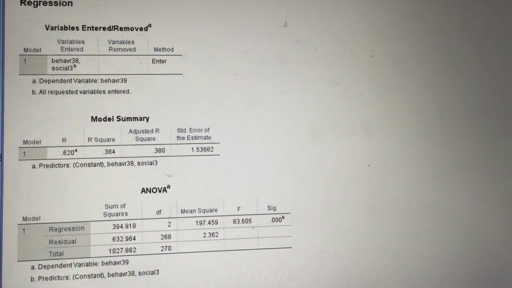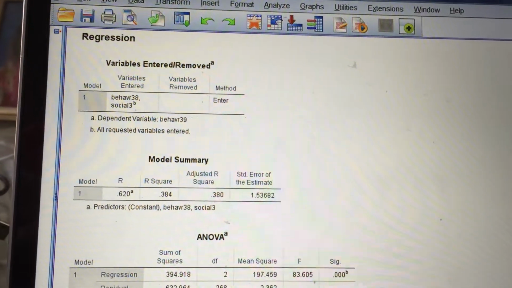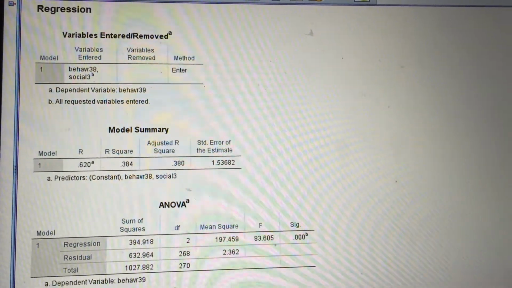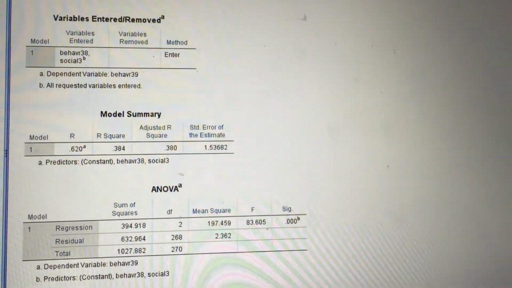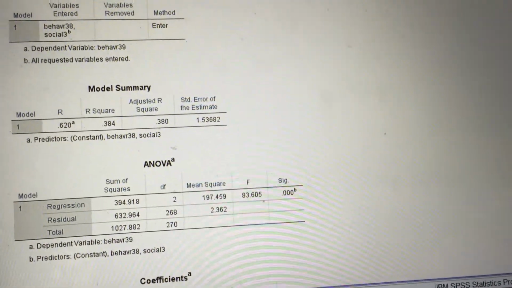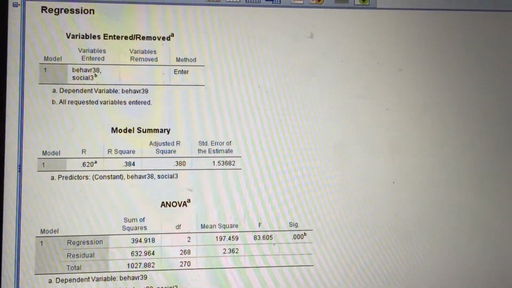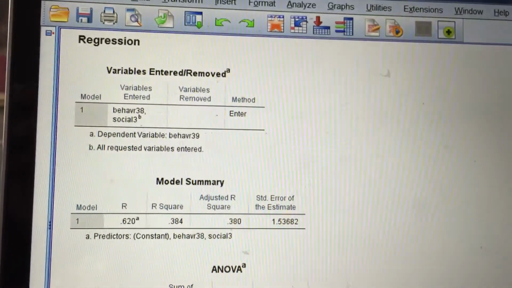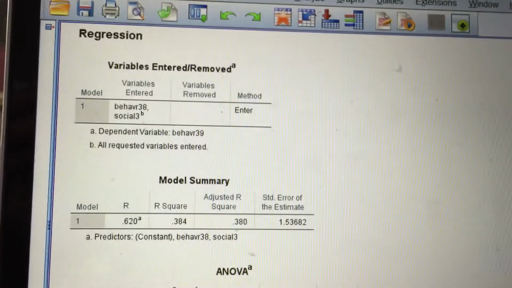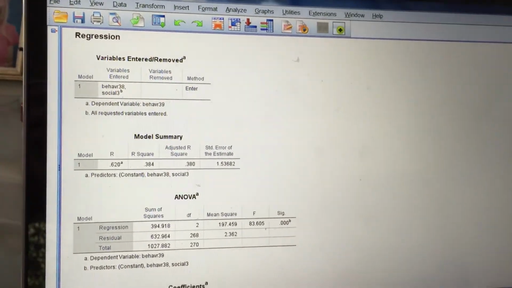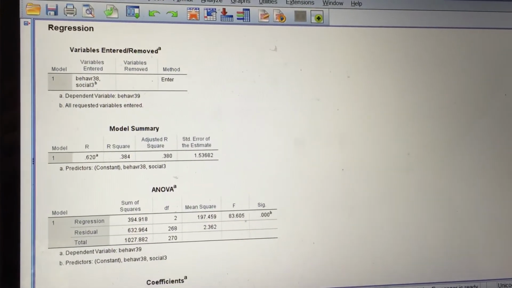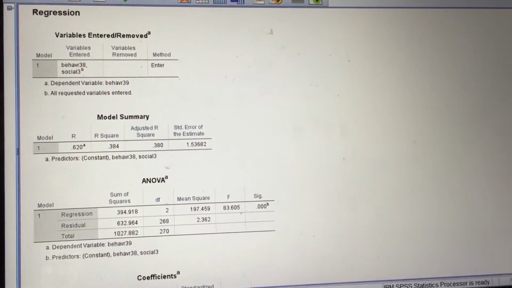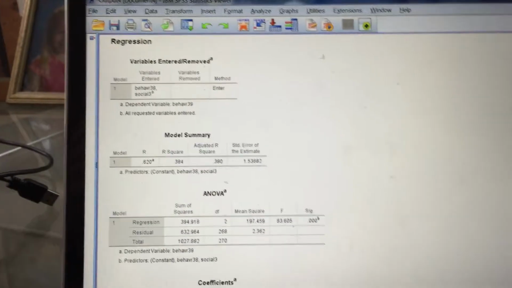I am going to simply explain that my dependent variable is behavior 39. I plan to continue to download music illegally in the future. And I am going to explain that with the 2 independent variables which I have used, which are social 3, downloading music from illegal sites is a common practice among my friends, and behavior 38, which says I often download the entire CD. So this means that those people who plan to continue to illegally download music, number 1, their friends illegally download music, and number 2, they like a lot of music. They're not just downloading a song at a time, they often like to download the entire CD.